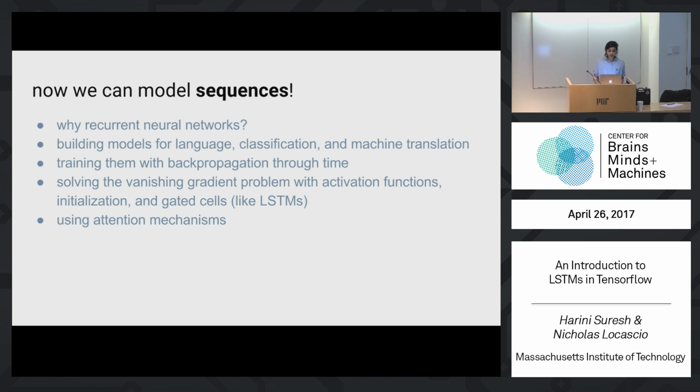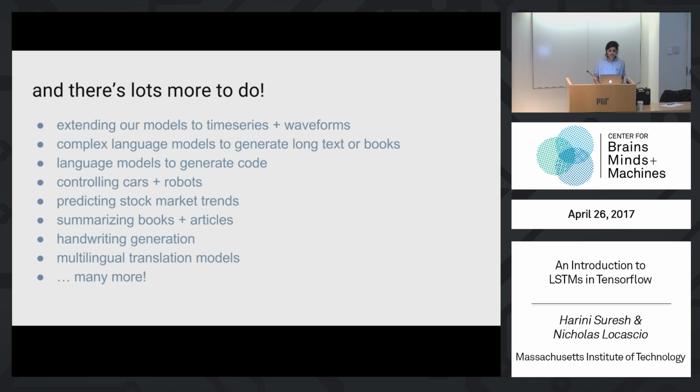Now there are lots of different things you can do with LSTMs and recurrent networks. You can extend these models to time series and waveforms, not just language. You can generate complex models to generate text or books or code. Self-driving cars, the way that they park is actually, in some cases, through LSTMs to model motion. You could predict stock market trends or summarize things.